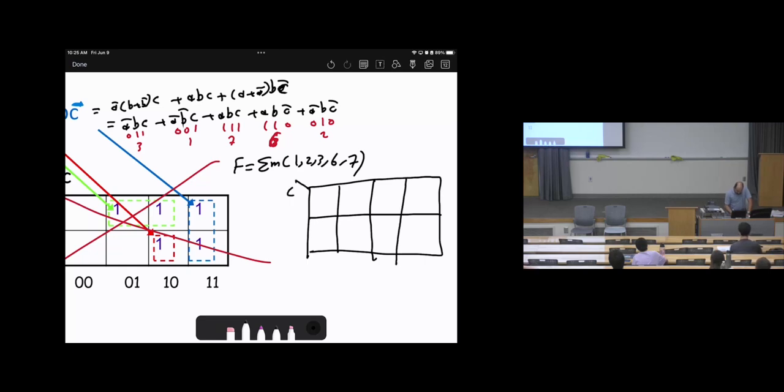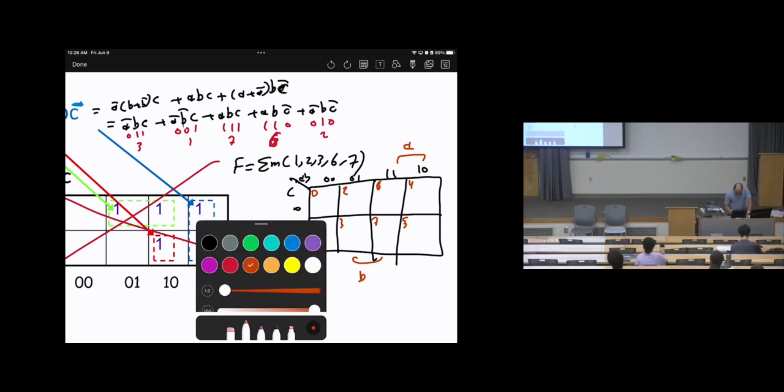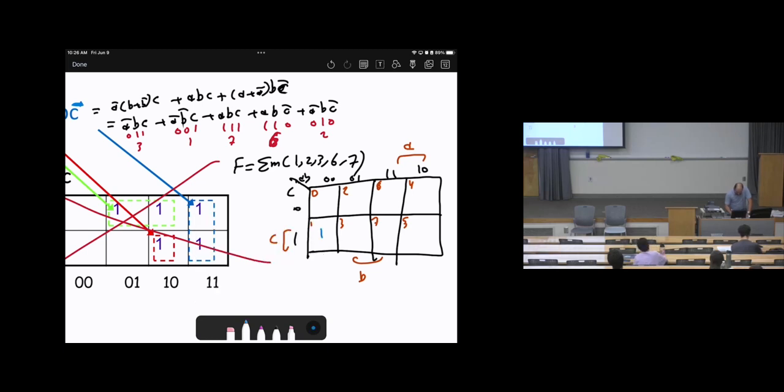So since it's term ABC, here is C, here is AB, 0, 0, 0, 1, 1, 1, 1, 0, 0, 1. So here is the location of C, here is the location of A, here is the location of B, then here is M0, M1, M2, or sometimes you don't need to write M, you can write it in the corner like 0, 1, 2, 3, 4, 5, 6, 7. Then the location of minterms are at 1, 2, 3, 6, 7.